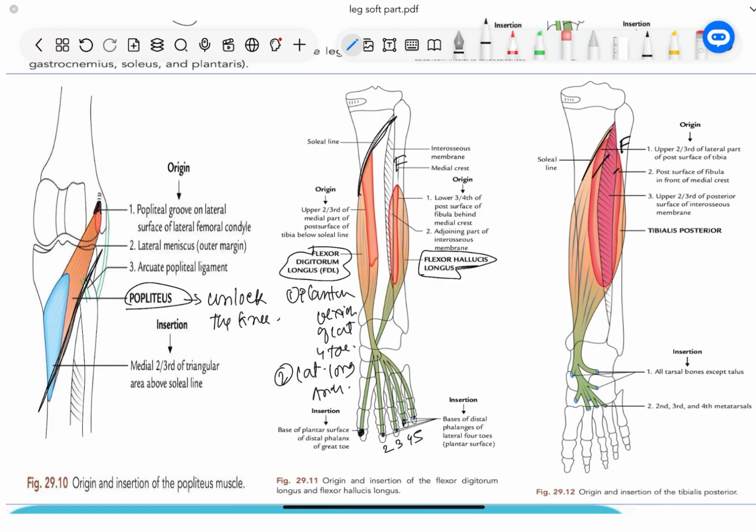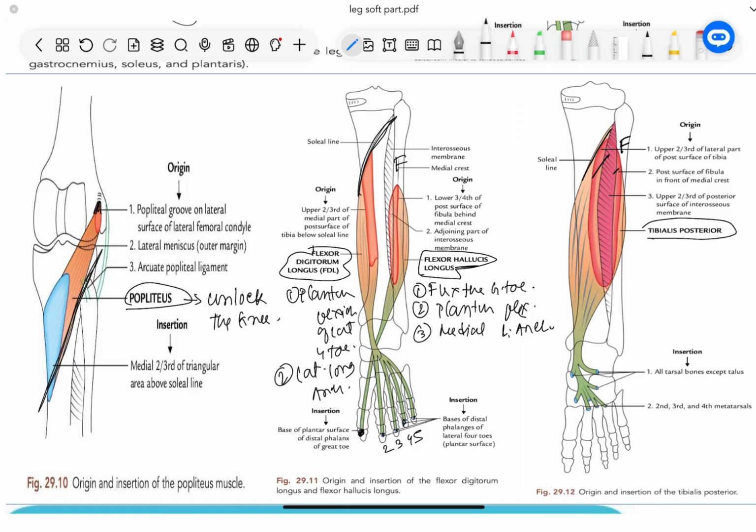What is its function? As it is inserted into the great toe, its function will be to flex the great toe. Number 1, it plantar flexes the great toe. It also plantar flexes the ankle very weakly. And it helps to support and maintain the medial longitudinal arch.